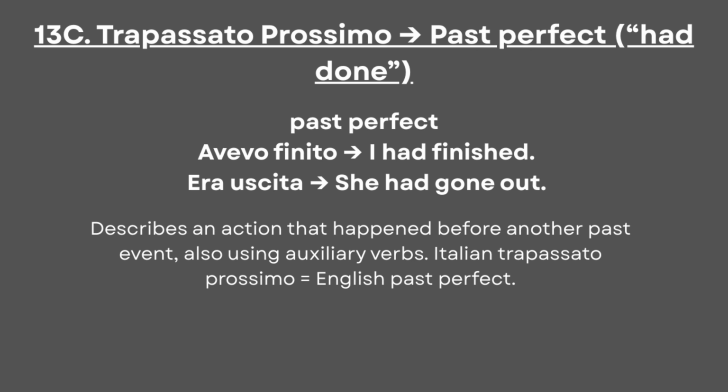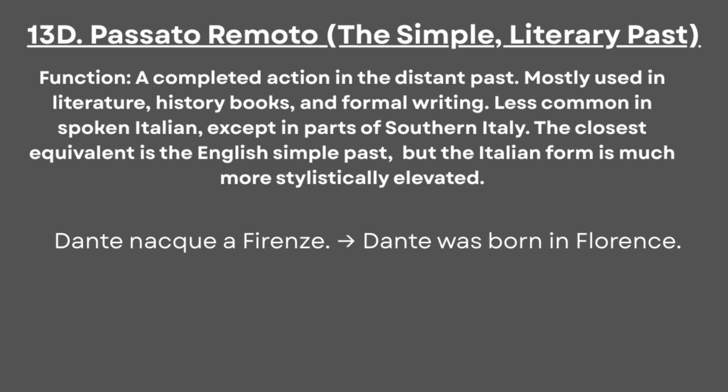Another form is the past perfect, which is a familiar concept in English, expressing had done. This form describes an action that happened before another past action, also using auxiliary verbs. A different form is the simple literary past, which is not to be confused with the present perfect. This tense is mainly used for the distant past and literary narratives, and it's equivalent to the English simple past, but is stylistically elevated in Italian.